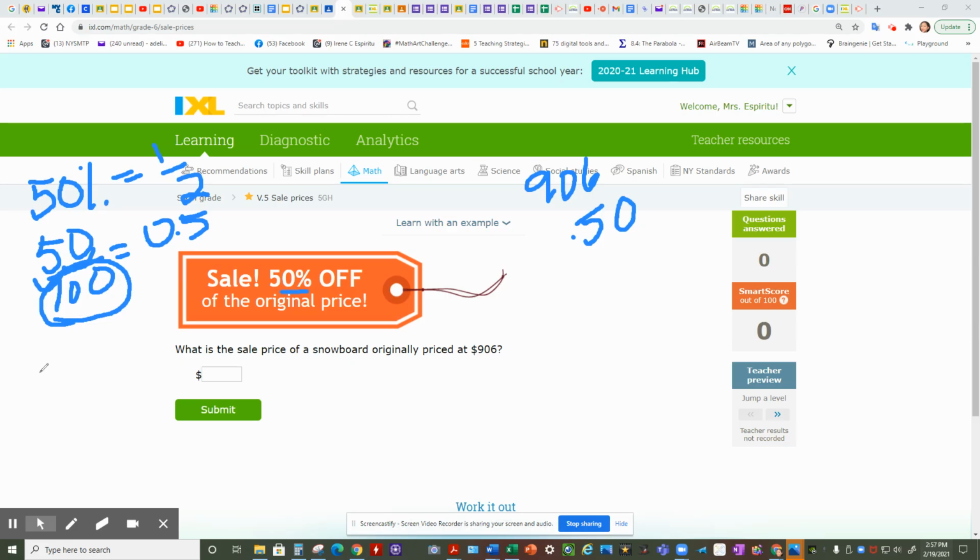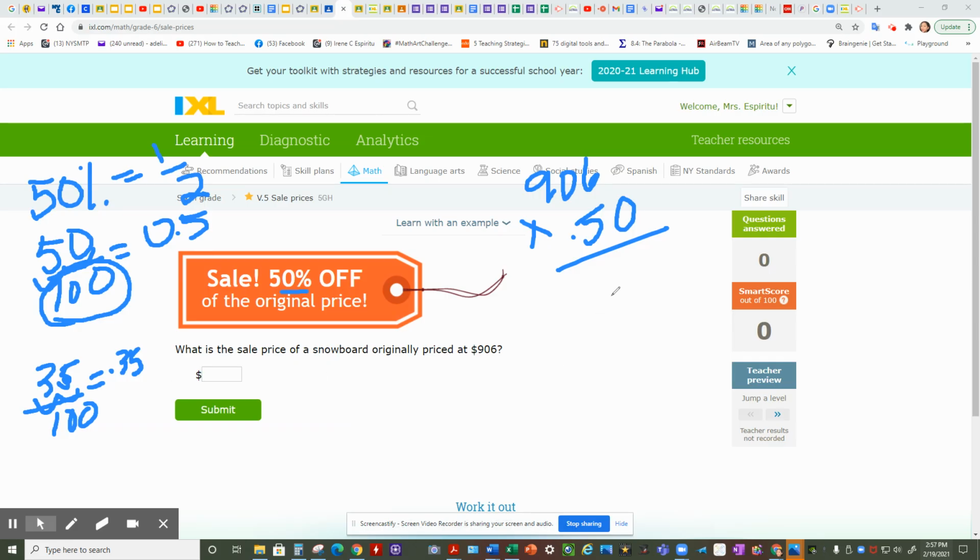So if you have, let's say, 35% means 35 over 100. So when you change that to decimal, just move the decimal point 2 places to the left. 1, 2. So it's going to be 0.35. So here, 906, you multiply by 0.50. But if you know already that it's just half the price, you don't need to do this, right? You don't need to do this anymore.